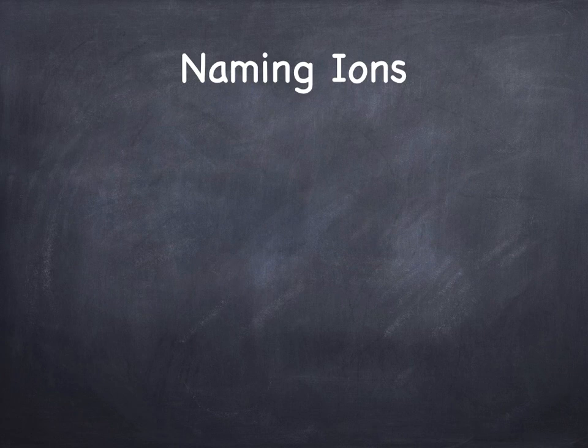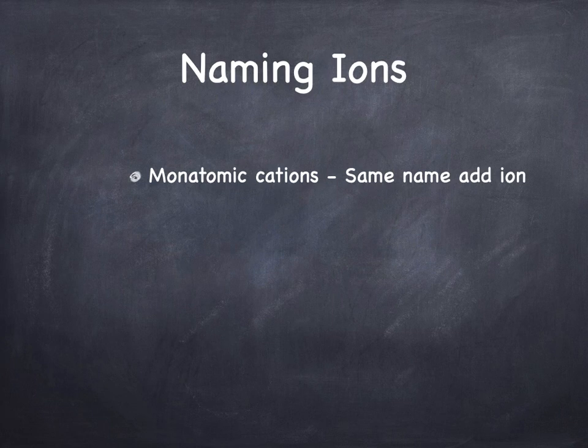So let's talk about naming ions. If we're talking about what are called monatomic cations, that means one element loses electrons and becomes positive. This is in contrast to what we will later learn are called polyatomic ions, which are compounds that gain or lose electrons, more than one element, or more than one atom anyway. So monatomic cations, when they lose electrons and become positive, retain their name, but you add the word ion to the end.